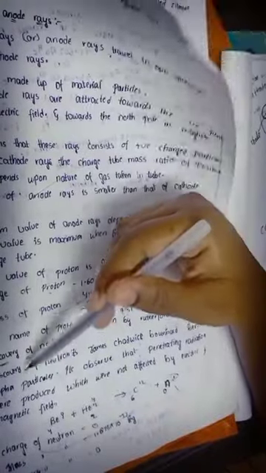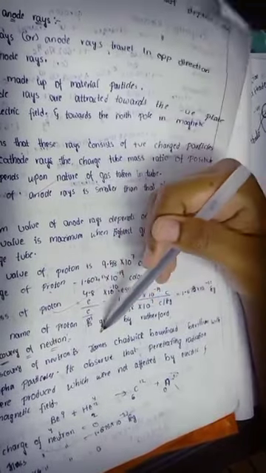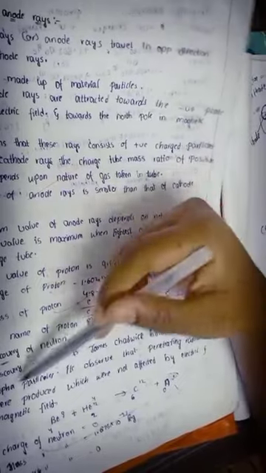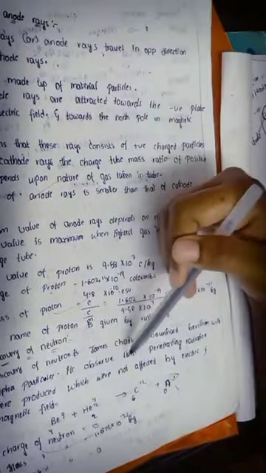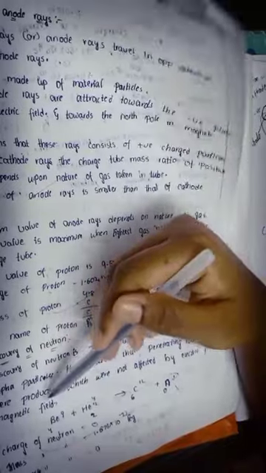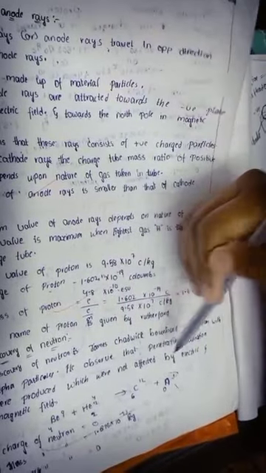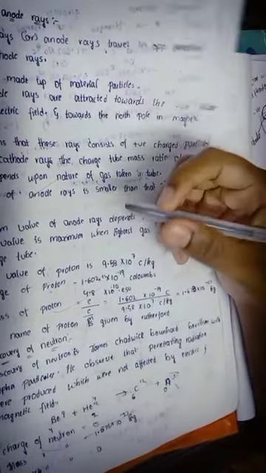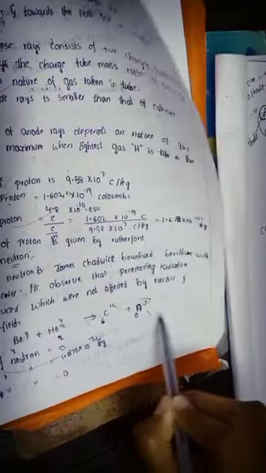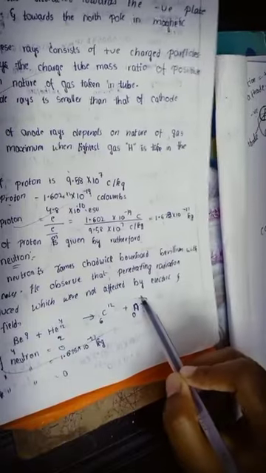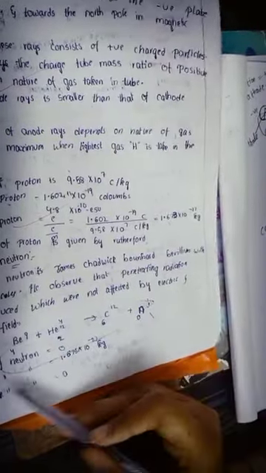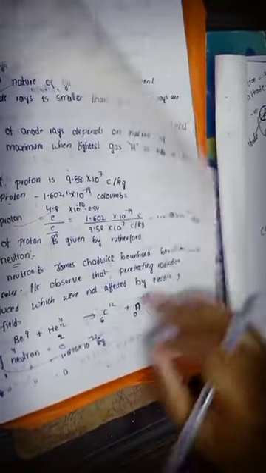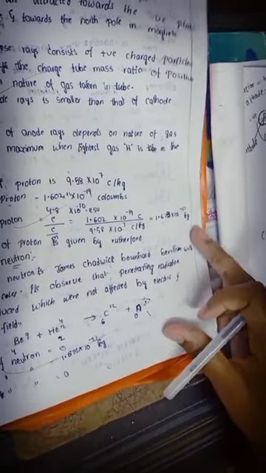Discovery of neutron. James Chadwick bombarded beryllium with alpha particles. He observed that penetrating radiation was produced which was not affected by electric and magnetic fields. In examinations, they will ask, what is the equation for the discovery of neutron? This is the equation for neutron. What is the charge of neutron? 0. Mass is 1.675 into 10 power minus 27 kg. Specific charge is 0.